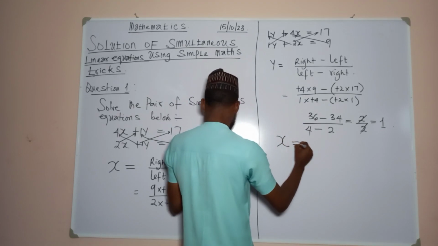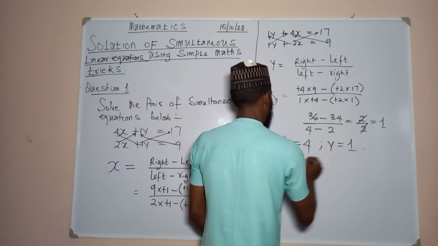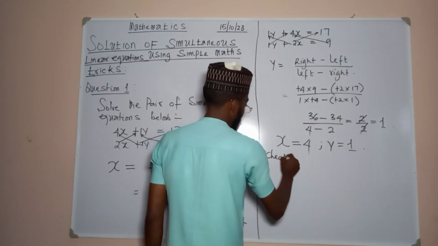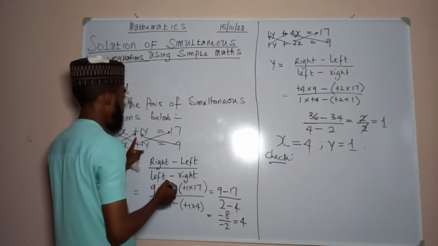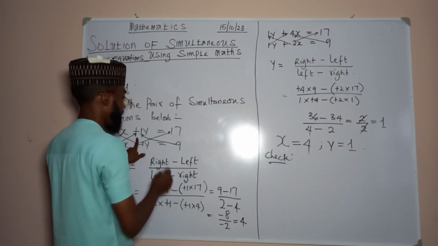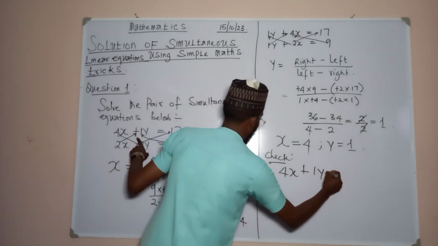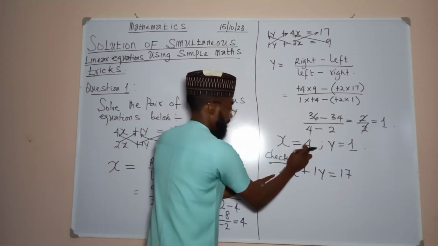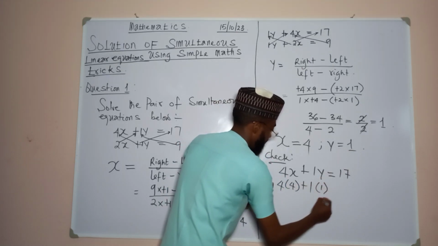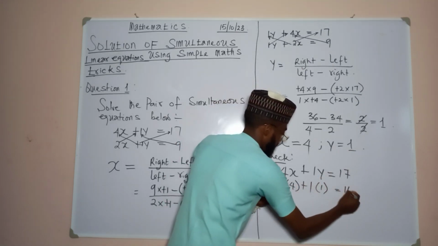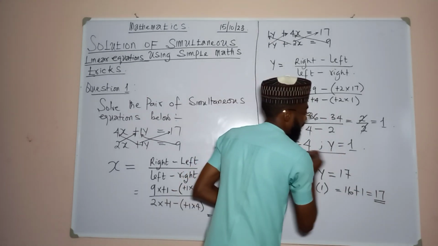So we can write that x is equal to 4 and y is equal to 1. To check if you are correct, you can put in the values of x and y into any of these equations. So let's put it into equation 1 and see if this will give us 17. So I have 4x plus 1y is equal to 17. Let's place x for 4 and then place y for 1. 4 times 4 is 16, and 1 times 1 is 1, so it's giving us 17, which means these answers are correct.